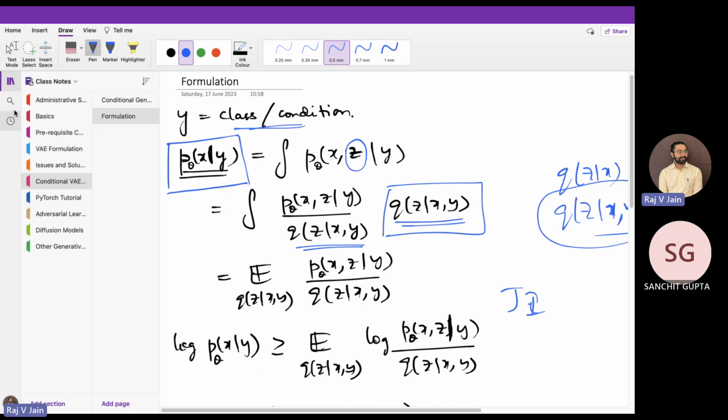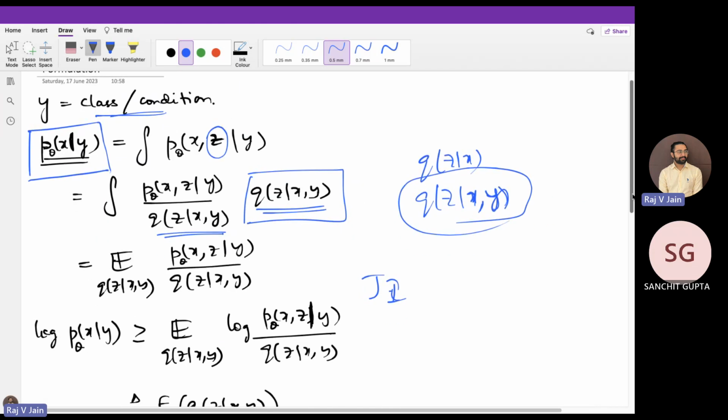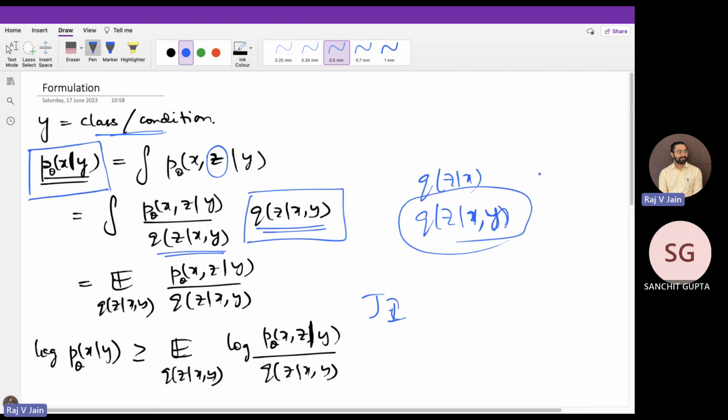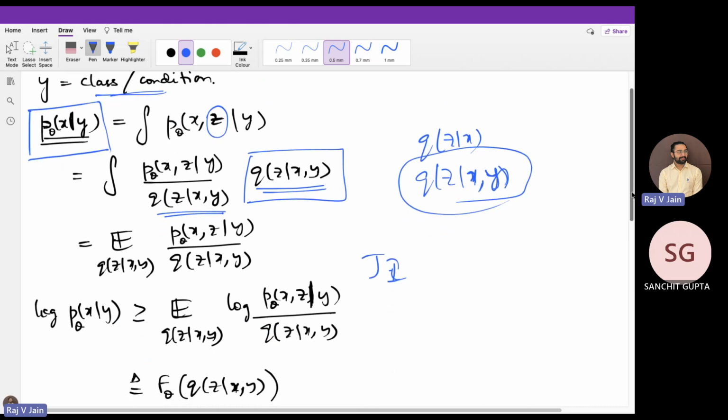There must be some variations to it, like rather than taking only y belonging to a particular label, take some mixture or something like that.